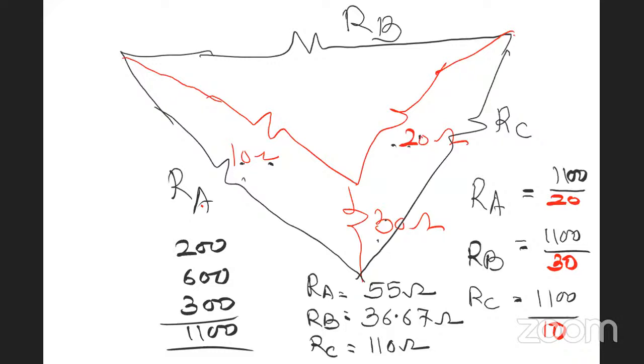Okay. So to get RA, RB, RC, the numerator will be same everywhere. You'll do 10 into 20, that's 200, 20 into 30, that's 600, and 30 into 10, that's 300. You add them all, your answer will be 1100. Keep that in the numerator everywhere.